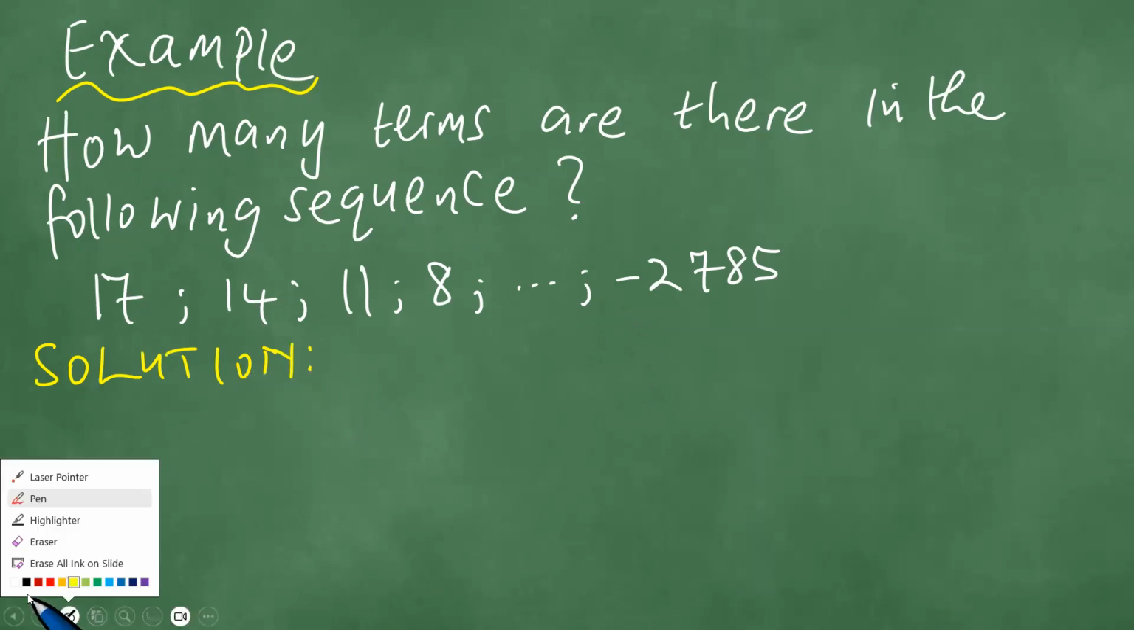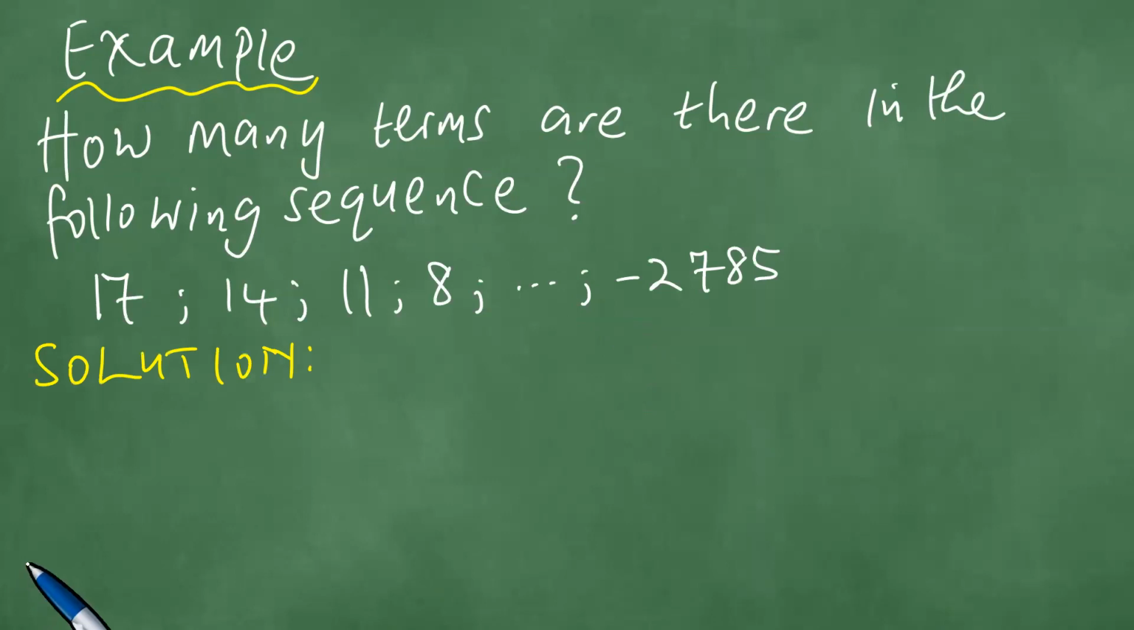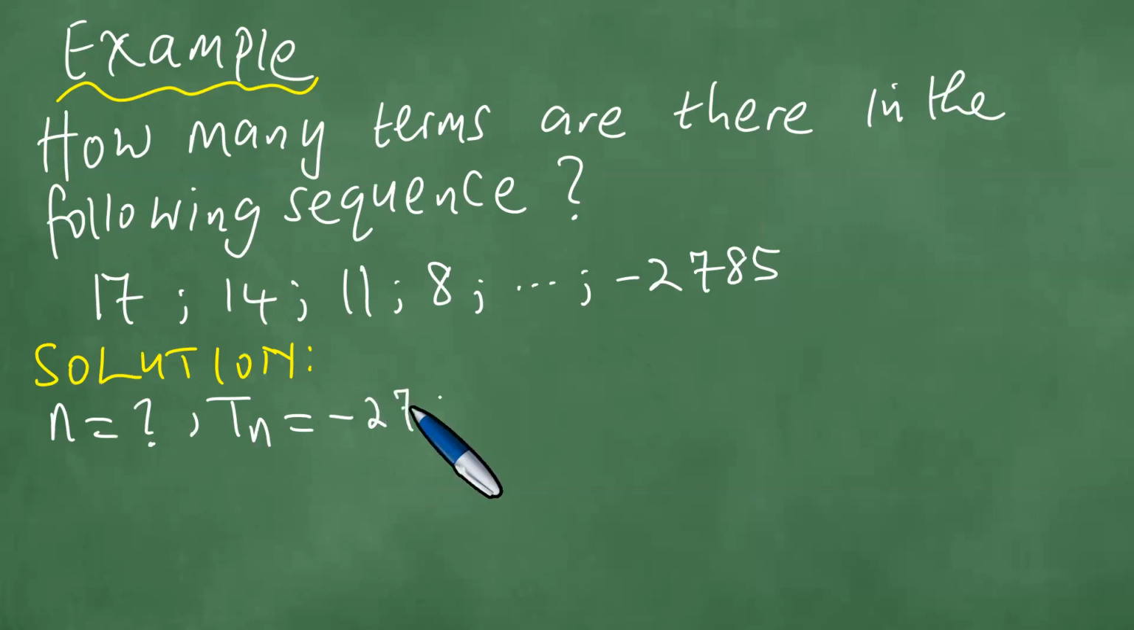So what is the answer? How many terms are there in the following sequence? To find that, the question says how many terms, so we are looking for the number of terms. We have the last term, the nth term, which is minus 2,785. And then we also need the common difference.